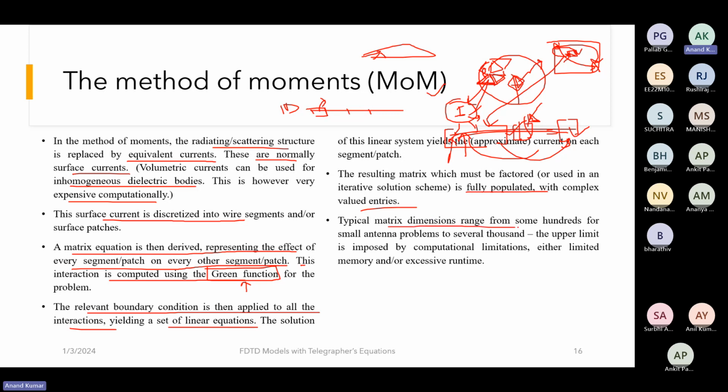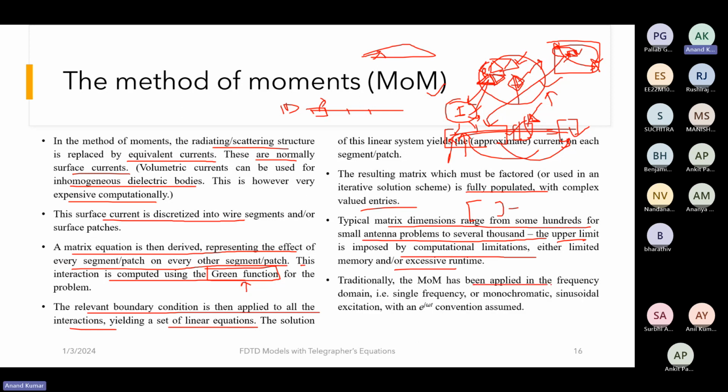The typical matrix dimension ranges from some hundreds for small antenna problems to several thousand. And the upper limit is imposed by computation limitations. So if you have less memory, then we use coarser meshes and hence fewer triangles, and then try to make a matrix which our PC can solve. If you have more memory, then you can use finer meshes and then see how much finer the mesh has to be to get converging values.